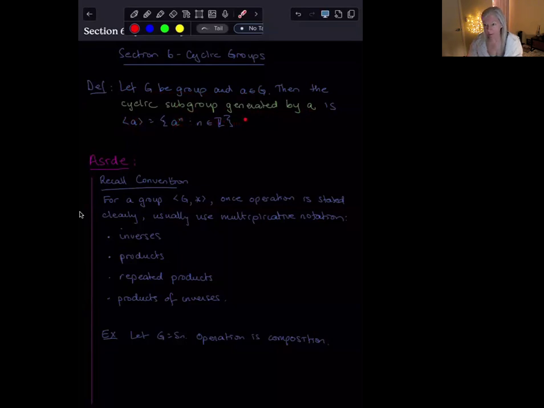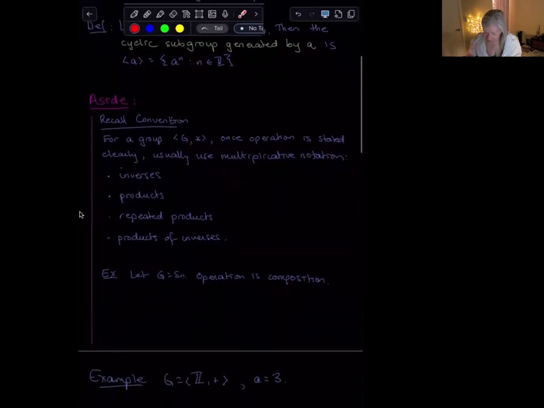all negative powers. Just in case you've forgotten what it means to take powers, here's a convention that we've been using. If we have a group G with star, we always have to specify what the operation is. But once we've stated what the operation is, we don't tend to always use the star unless there's more than one operation, like when there's two groups involved and each one has its own operation. But if there's just this one operation, we tend to drop the star everywhere and just use the same type of notation that we use when the operation is multiplicative.